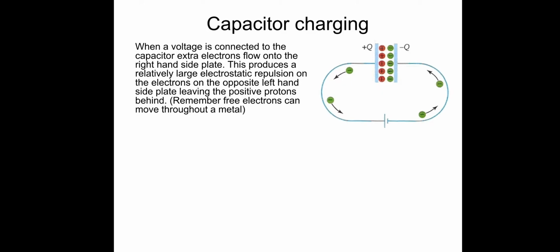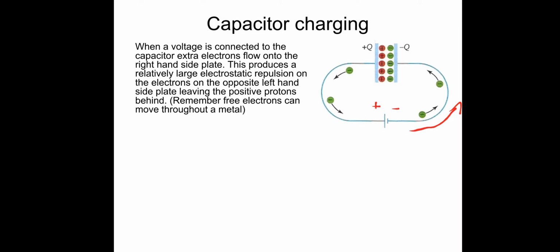So how does a capacitor charge? When a voltage is connected to the capacitor, as in the top of this diagram, extra electrons flow onto the right hand side plate. They come from the negative side of the cell, and flow in this direction. So the electrons flow onto the right hand side plate.